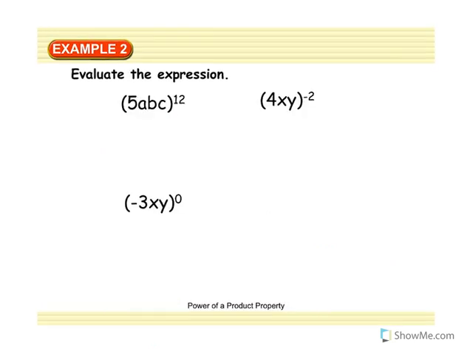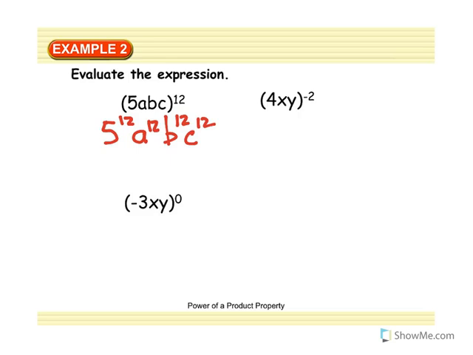All right, well, let's think about this one. This first one's actually pretty easy. Expanding is not going to help for several reasons. One, because I don't want to write this 12 times, and two, because 5 to the 12th power is a really, really enormous number. So all I'm going to do is say, well, this would be 5 to the 12th, a to the 12th, b to the 12th, c to the 12th, and I'm done.